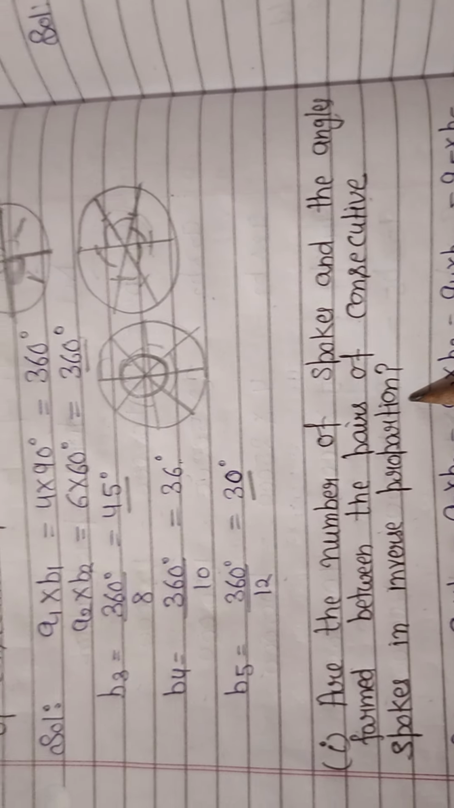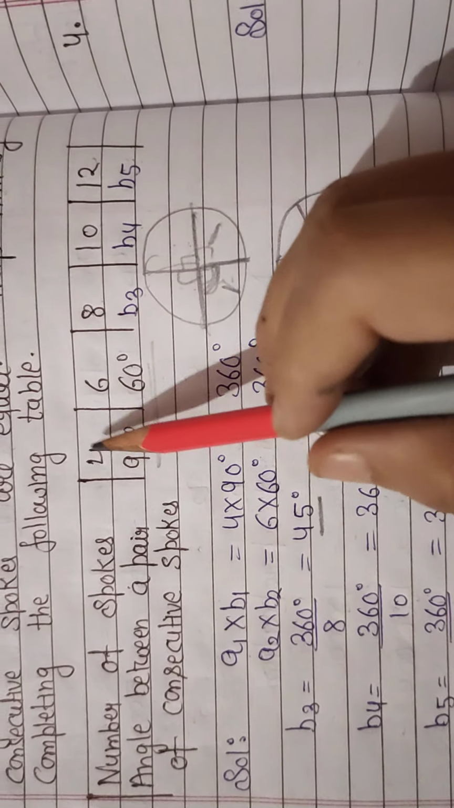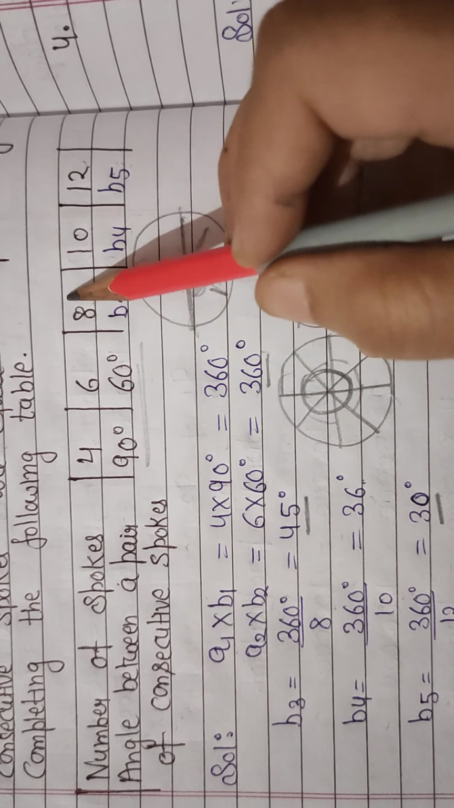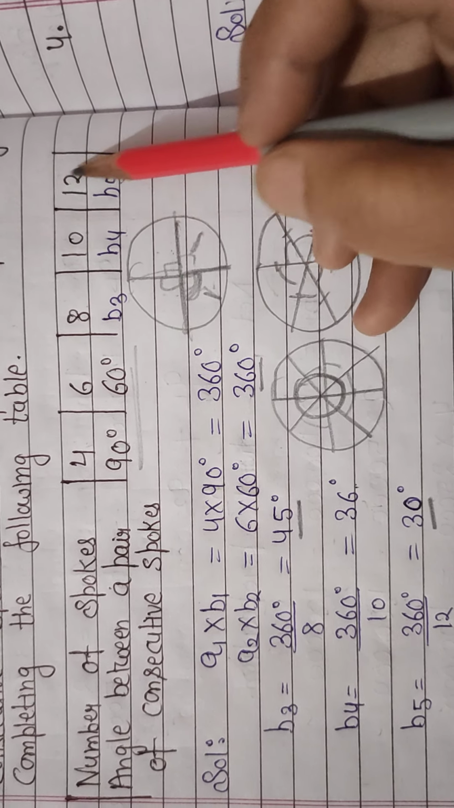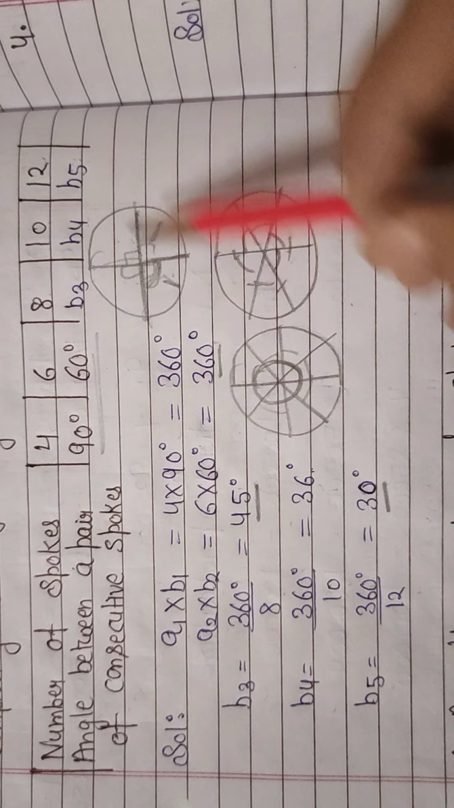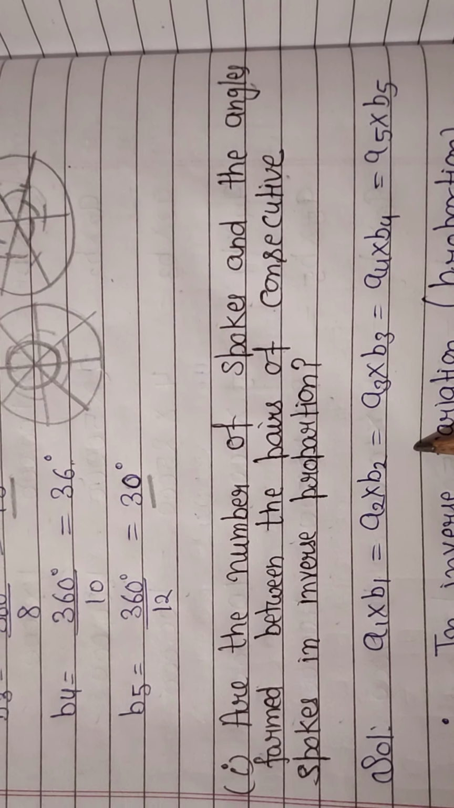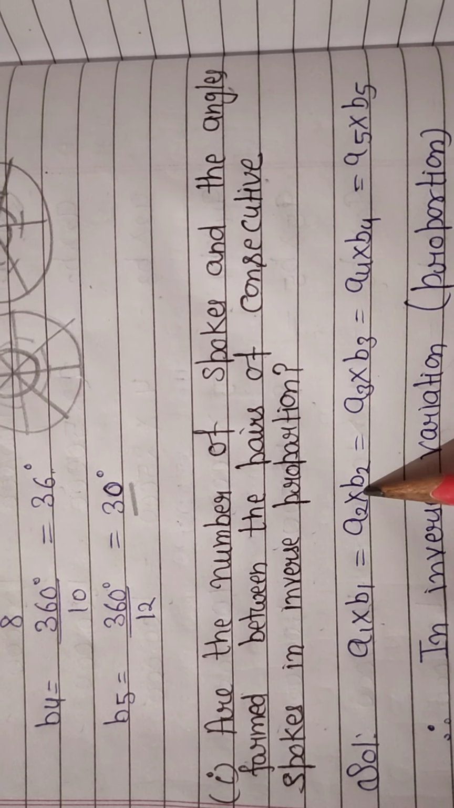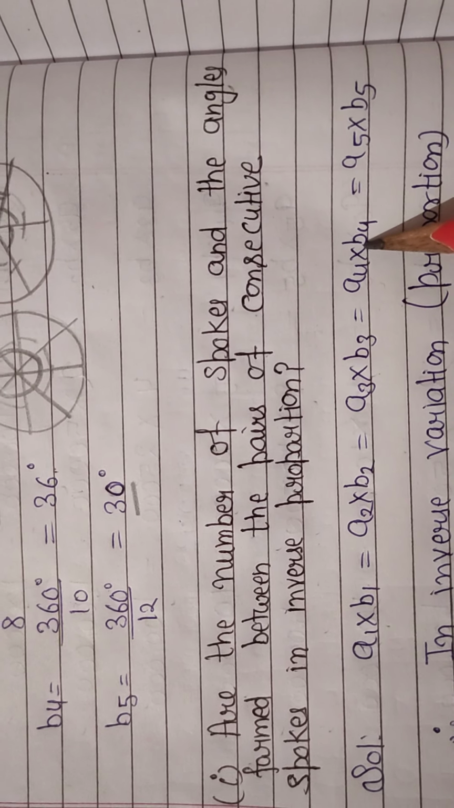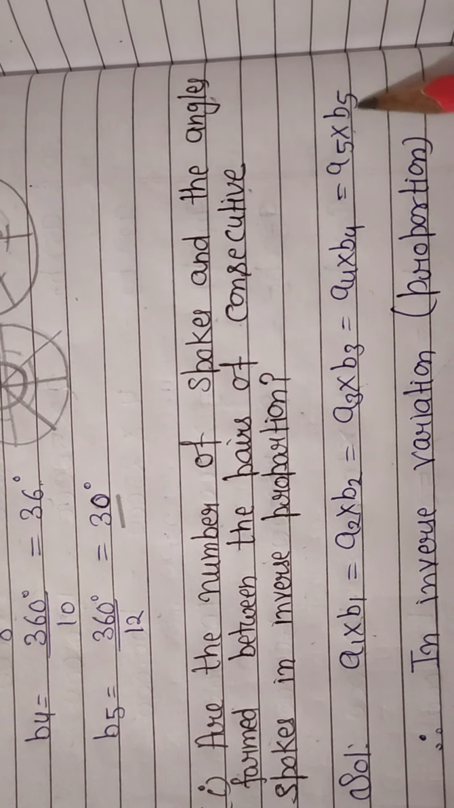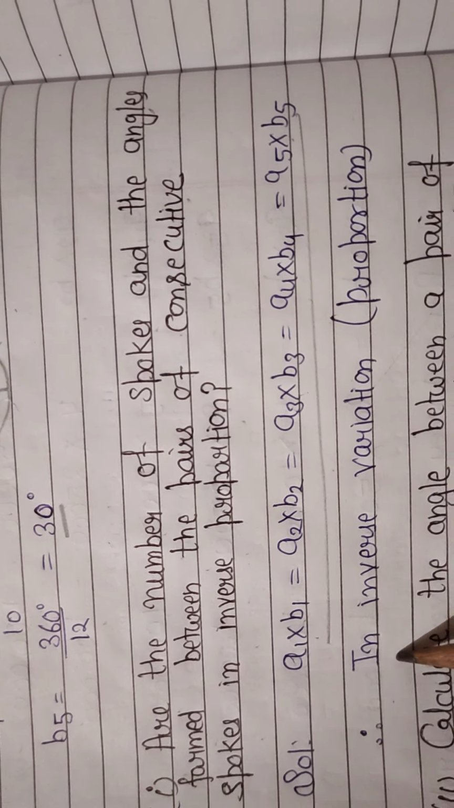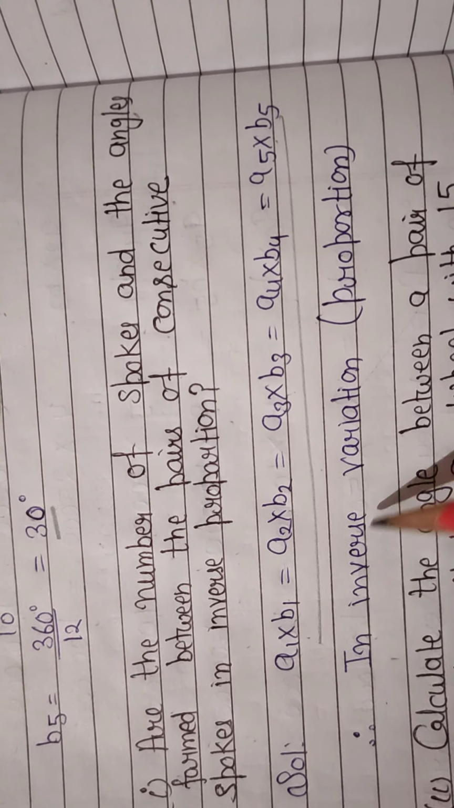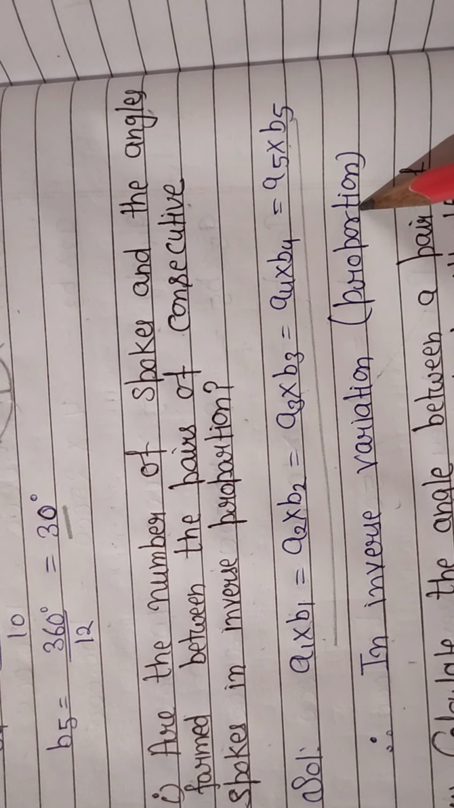First part: are the number of spokes and the given angle formed between the pair of the consecutive spokes in inverse variation, in inverse proportion? For that we will check. We will do A1 B1, A2 B2, A3 B3, A4 B4, A5 B5. By putting the values here, we can find. And after putting the values, we find A1 B1, A2 B2, A3 B3, A4 B4 and A5 B5 all are coming equal. So we can say yes, it is in inverse variation or proportion.